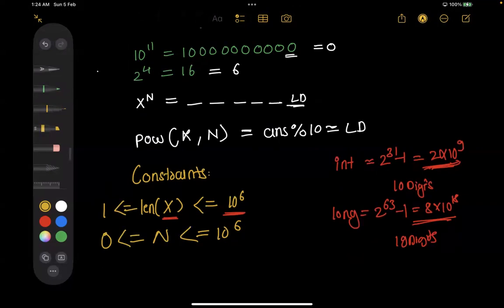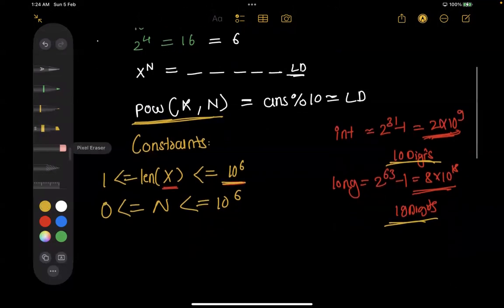Okay. So now, if you look at this power function in C++ or Java, it will not be able to calculate x power n. Why? Because x is a very large number having 10 power 6 digits. In long at max, we can store 19 or 20 digits. In integer, we can store a maximum of 10 digits. And this has 10 power 6 digits. So you can just imagine how big that number is.